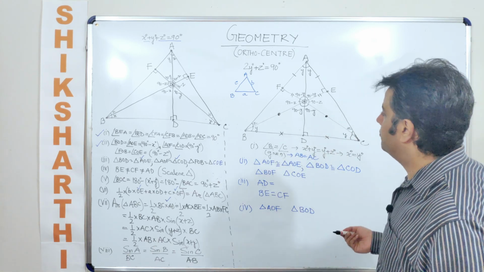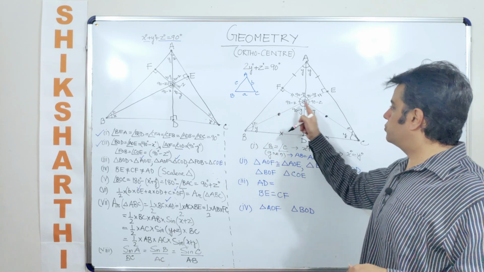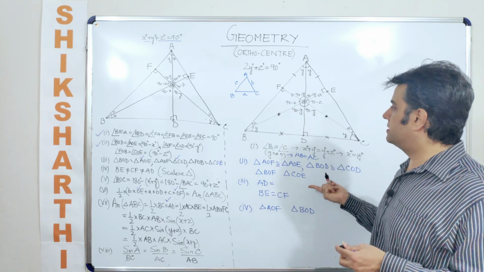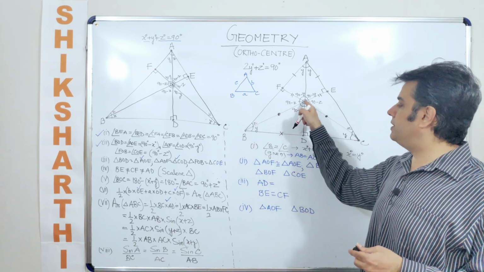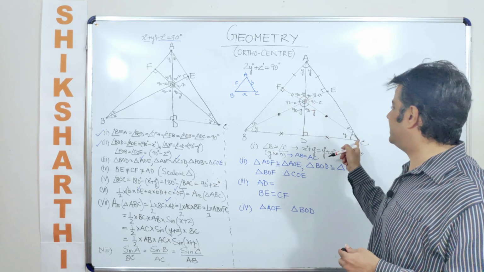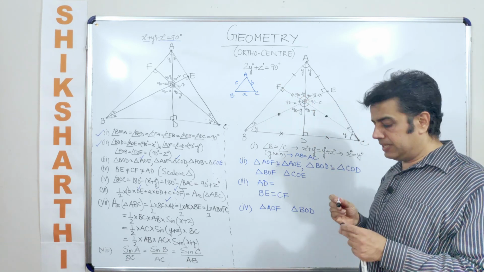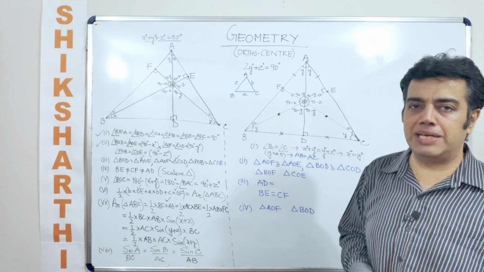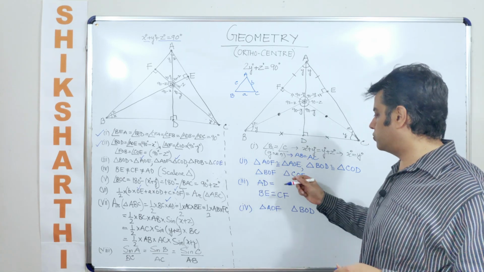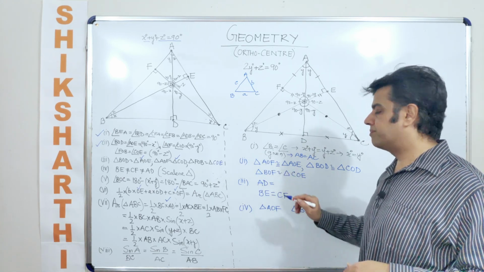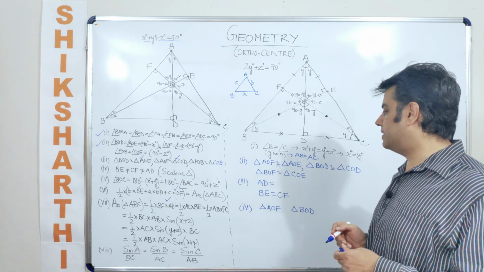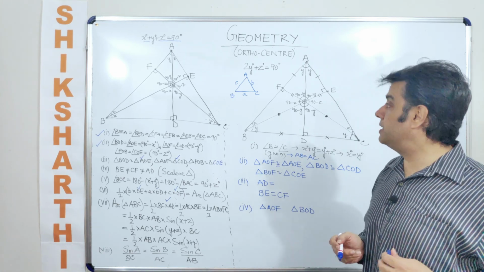Now it is the time for these two triangles. So which two triangles are we talking about? We are talking about triangle BOF and triangle COE. They are definitely similar to each other because we can apply the AA test, and we know that congruency starts from similarity. So we can definitely say that they are similar.